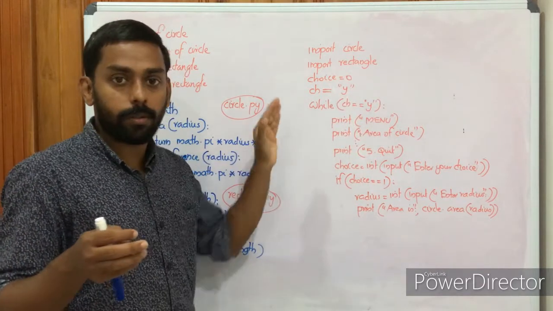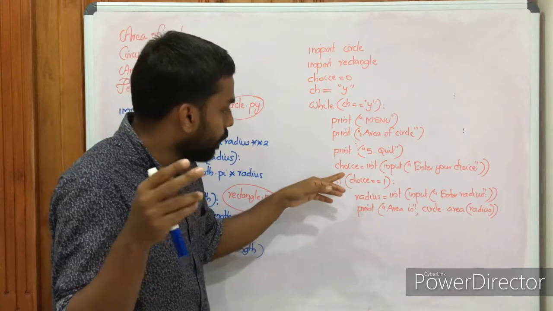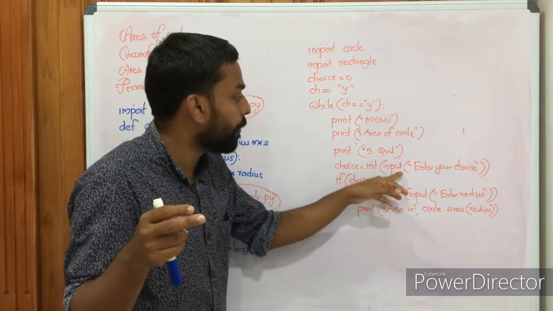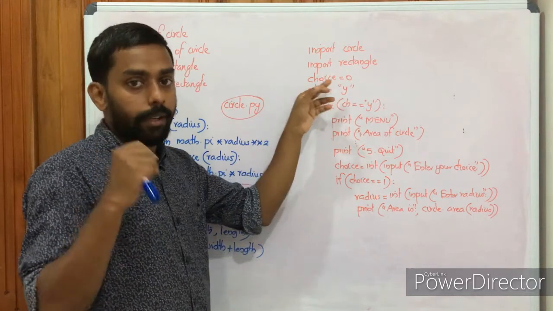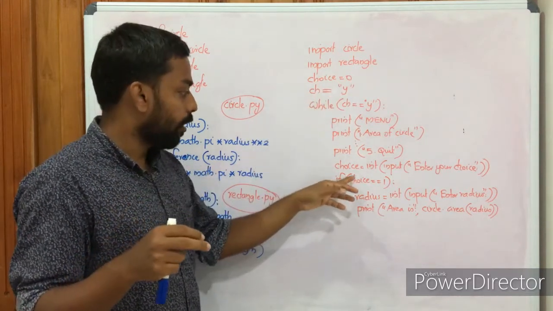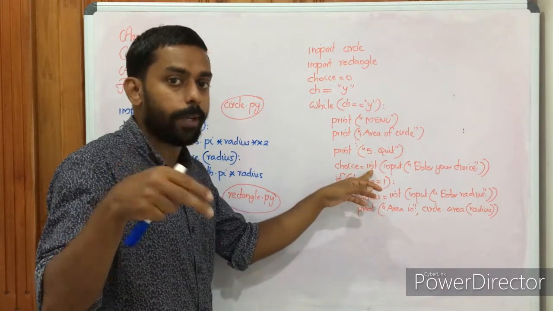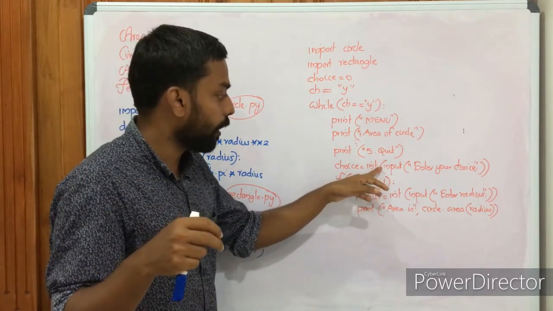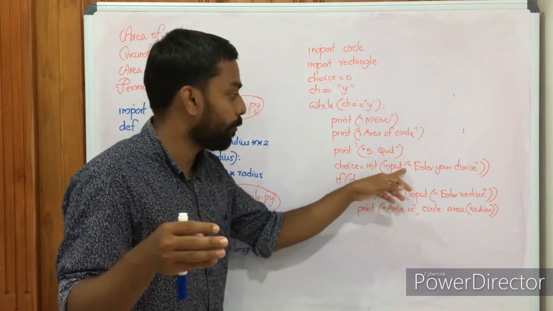Okay, these are the menus, so you can opt for any one of them. Then choice equals int of input of "enter your choice". Here choice is an integer variable. By default input takes a string, so it must be converted to an integer. That is why we are using int of input. int is a function that converts to integer type.